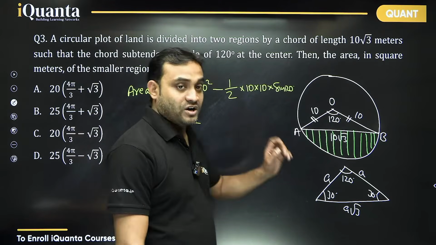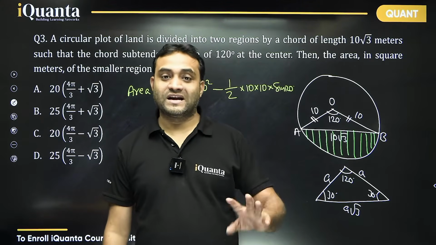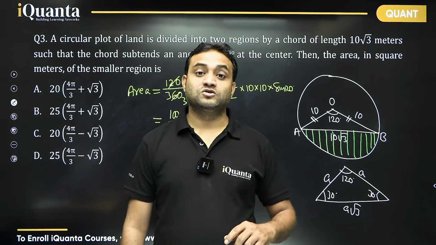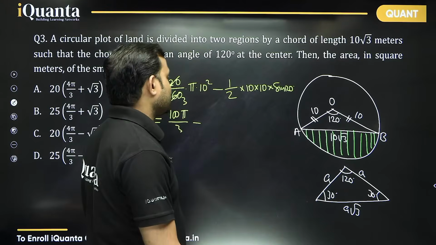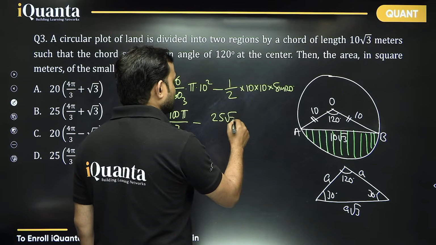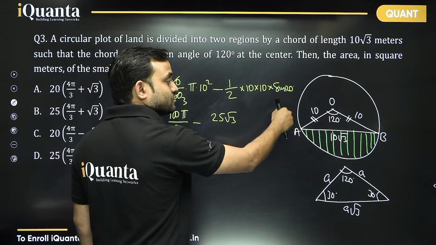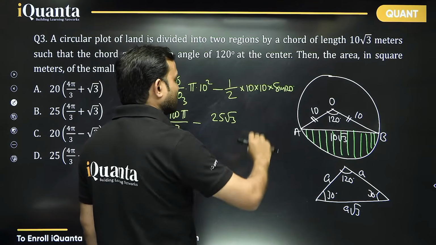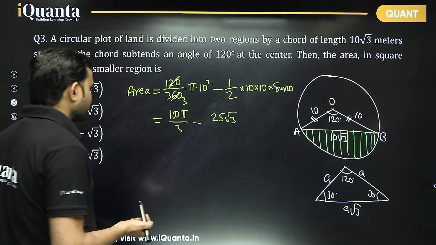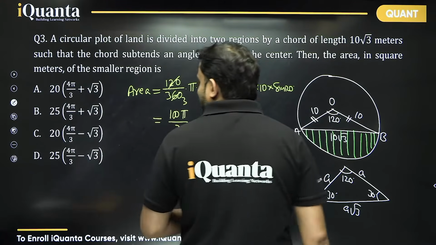Now sine 120 degree is sine of 180 degree minus 60 degree. Sine 180 minus theta is sine theta. So sine 60 degree is root 3 by 2. So this will become 25 root 3, right? 1 by 2, root 3 by 2. 2 cancels out, this 100 by 25 times. So 25 root 3. Now if we check the options, which of these is suitable?